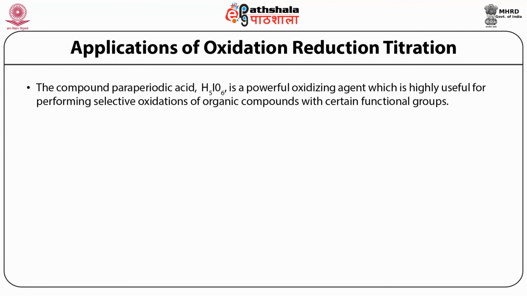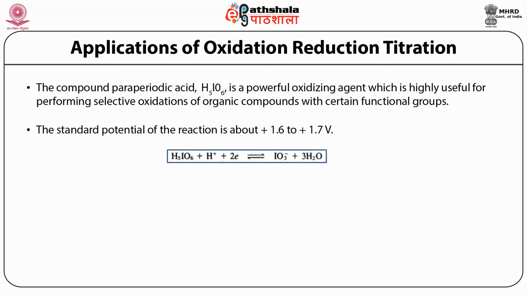The compound para-periodic acid, H5IO6, is a powerful oxidizing agent which is extremely useful in performing selective oxidation of organic compounds with certain functional groups. The standard potential of the reaction is about plus 1.6 to plus 1.7 volt. H5IO6 plus H plus plus 2 electrons converts into IO3 negative plus 3H2O.